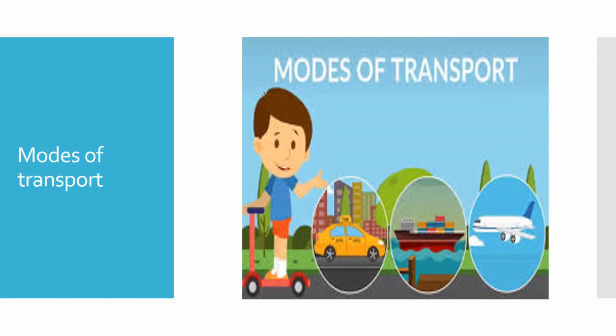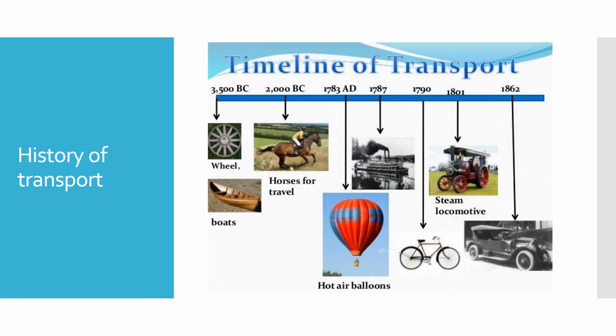Here we are having modes of transport. In today's world, we know that we have different modes of transport for air, water, and land. In air, we have aeroplanes and helicopters. In water, we have boats and ships. And on land, we have cars, trucks, trains, etc. But this was not the case in earlier times.